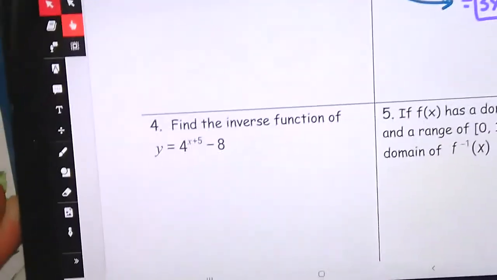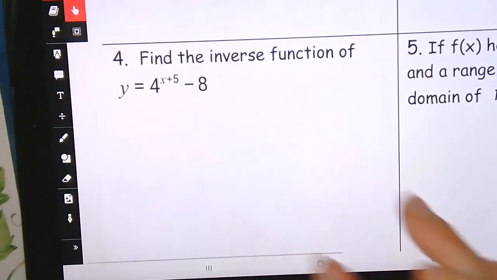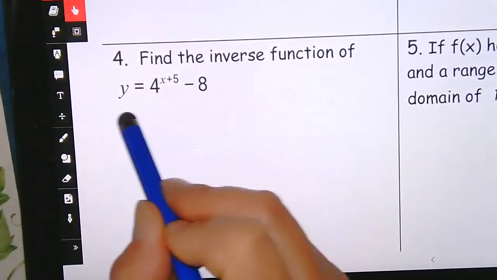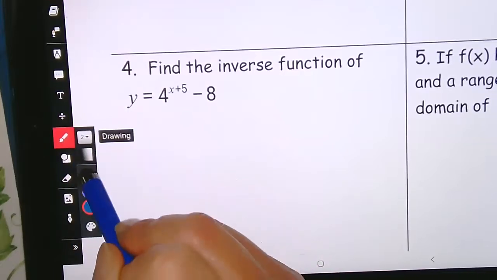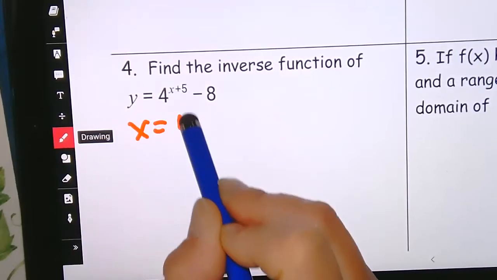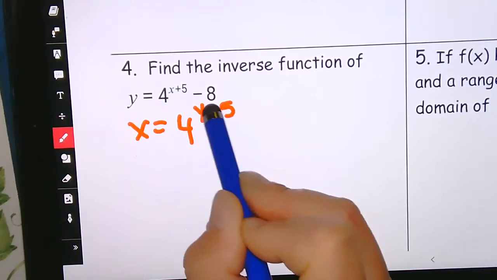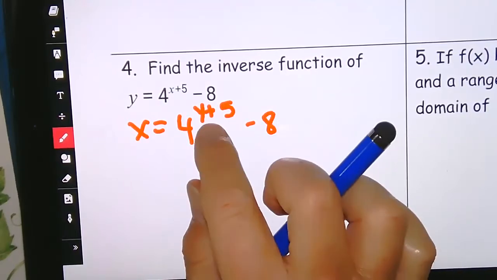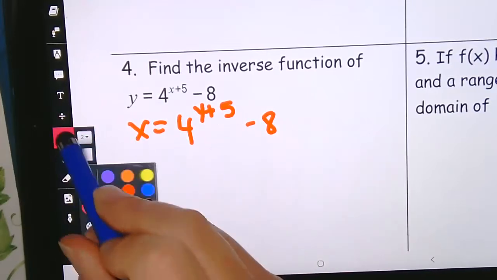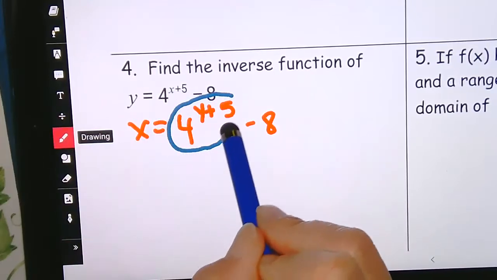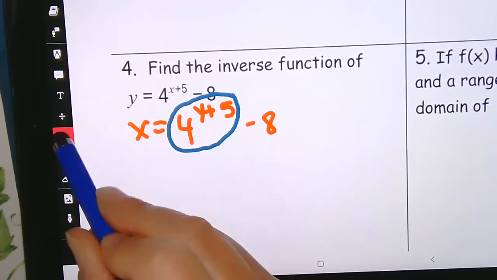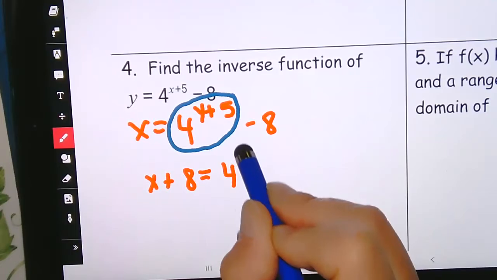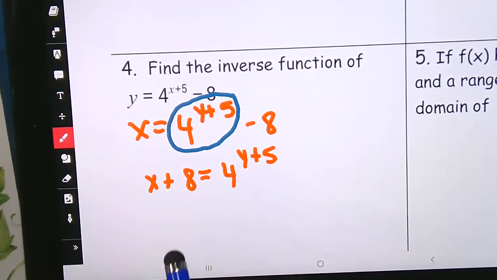Number 4. So on number 4, we want to find the inverse for this. So we're going to switch our x and y. So this is going to be x equals 4 to the y plus 5 minus 8. I want to get the y by itself. First thing I'm going to do is isolate this base to a power. So that means I'm going to add 8 to both sides. So I'm going to get x plus 8 equals 4 to the y plus 5.